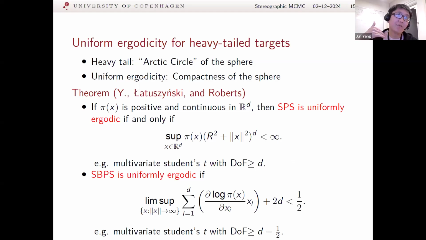So basically, if you can use a slightly different transformation than the standard stereographic projection, then you can get the uniform ergodicity for free if your target has a tail lighter than Cauchy tail. I will mention in the last slides about ongoing work.